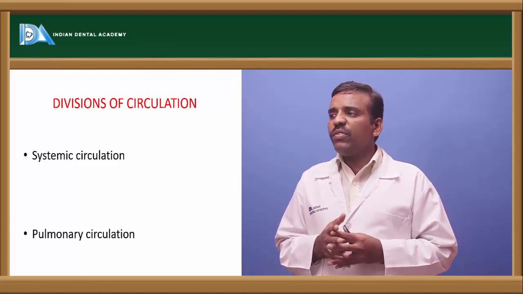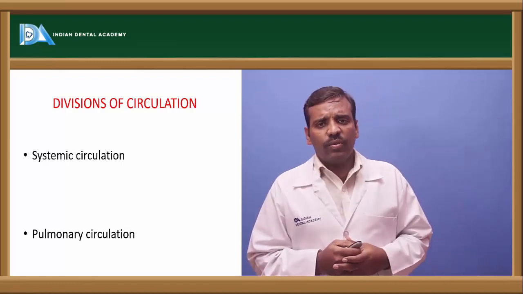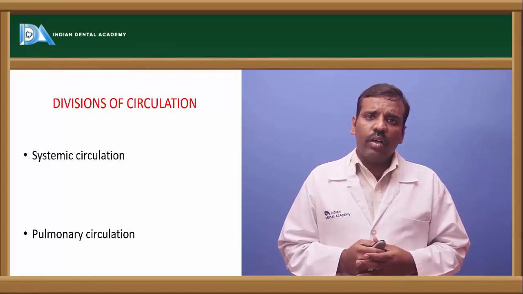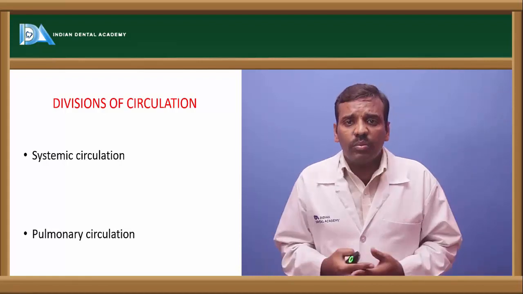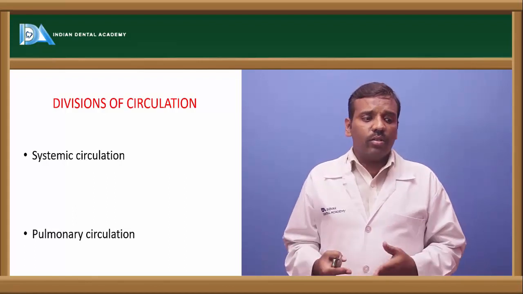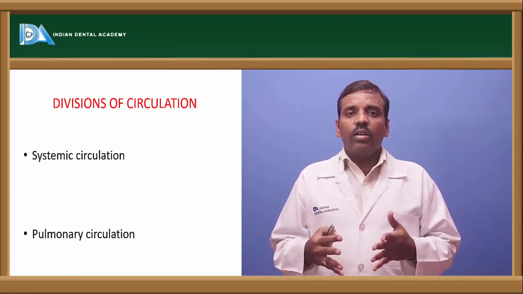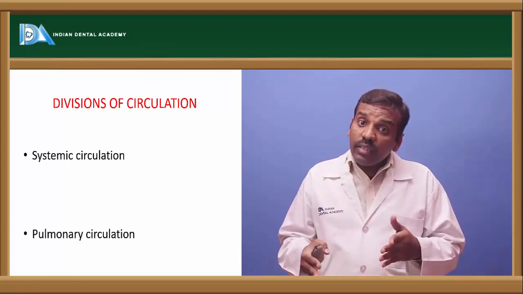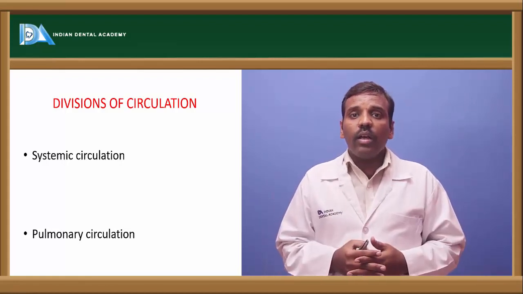Okay, and next, divisions of the circulation. If you see the divisions of the circulation, there are two types. One is systemic circulation and another one is pulmonary circulation. The systemic circulation is nothing but from the heart to the different systems like the digestive system, renal system, reproductive system, respiratory system, to all of these there is action. So, from the heart to the different systems, and at the same time from the systems again to the heart. That is called systemic circulation.